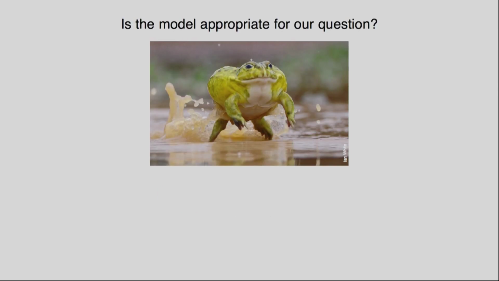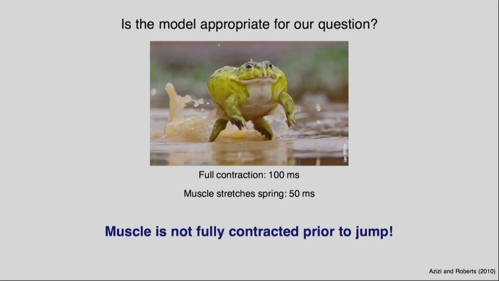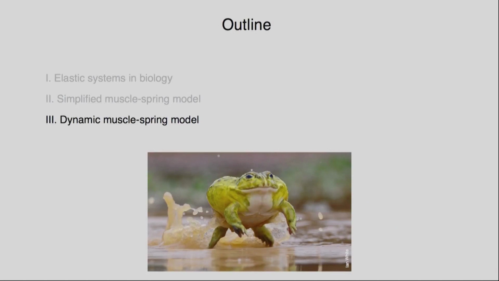And so when we look at a jumping bullfrog, it's a very dynamic movement. And when you take the muscle and you stimulate it, you find maximum contraction occurs at 100 milliseconds. But when you actually look at the bullfrog jumping, it only contracts its spring for 50 milliseconds. So here we see that there's another discrepancy between these numbers, which means that the muscle is not fully contracted prior to jump. And to really hammer that home, this is the model's endpoint at its current state, and this is the biological endpoint. So this really pushed us forward to go forward with the dynamic muscle spring model.